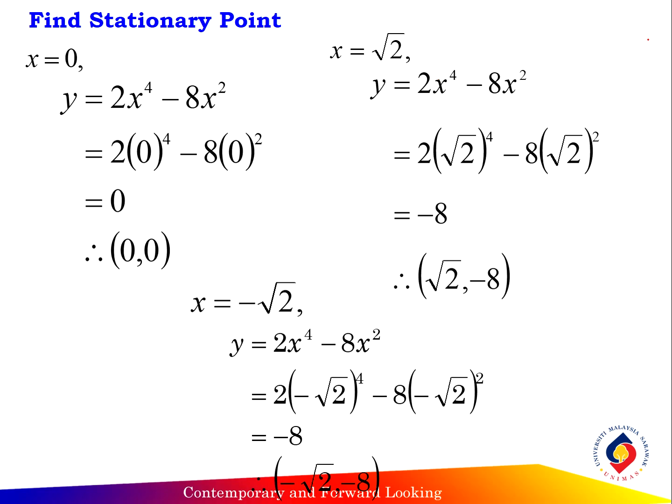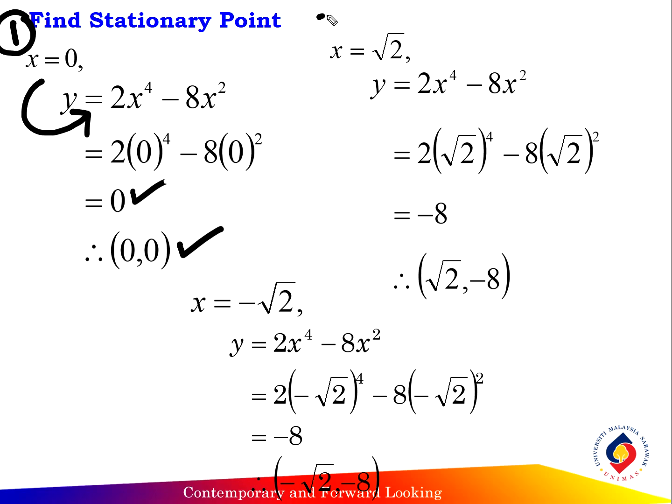And the first value of x equal to 0, and you find the coordinates of the stationary point. So you substitute 0 into the function y equals 2x to the power 4 minus 8x squared. So y equals 0, and the first point is at the origin. X equals 0 and y equals 0. This one is the first point.